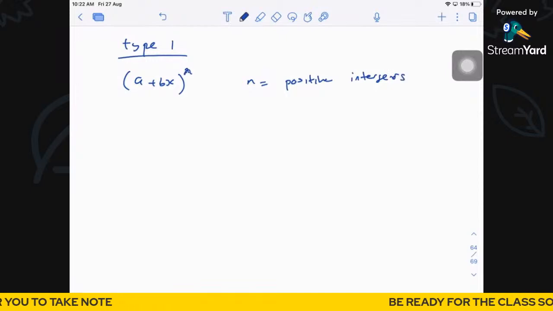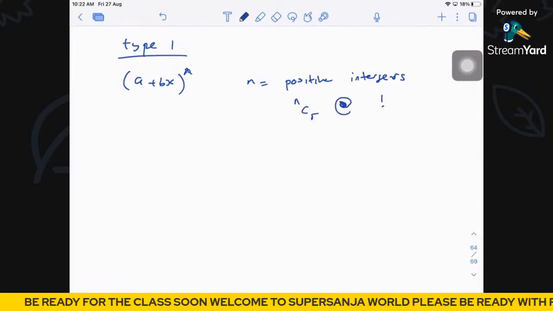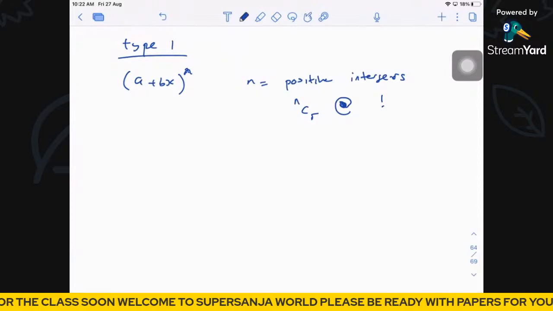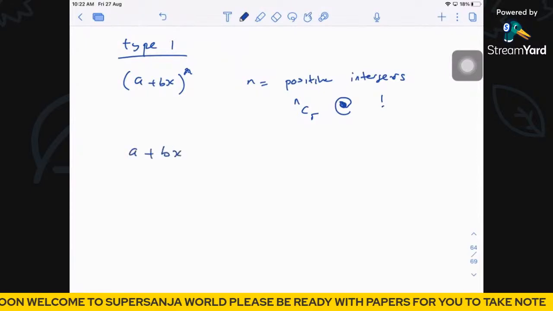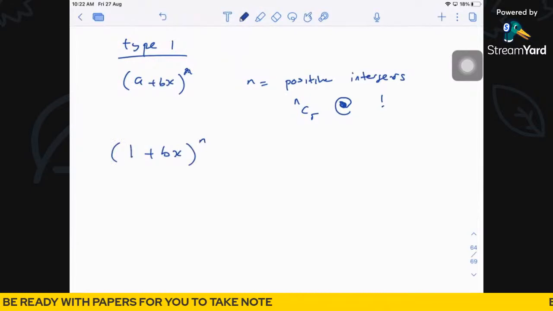Okay, positive integers. If it's positive integers, you can straight away use nCr, or you can use the factorial method. The next one is (a + bx) to the power of n, but this time the a has to be 1.